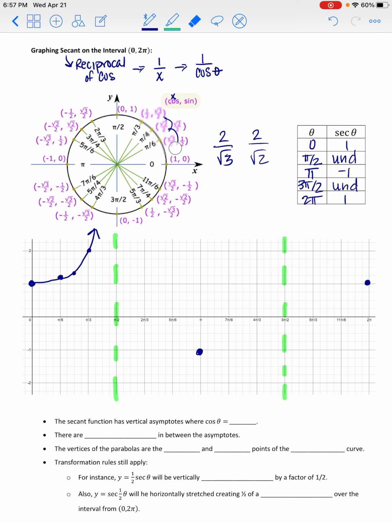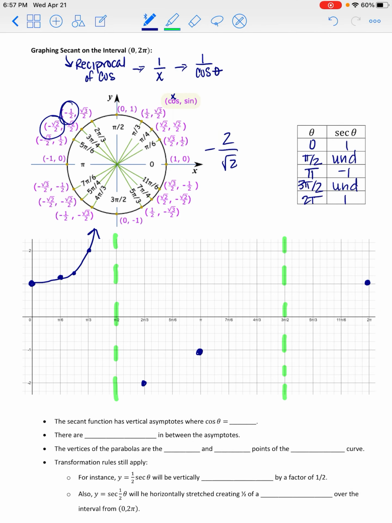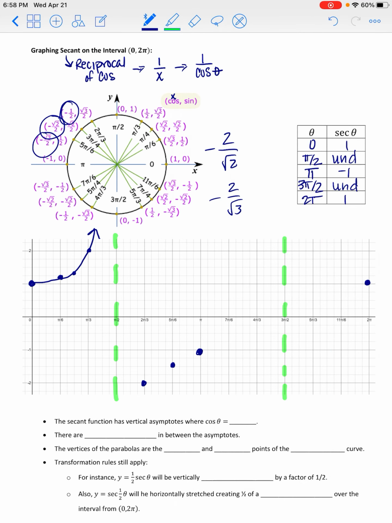And let's jump over the asymptote there, and let's look at getting the same values again, basically, right? So over here, this time the reciprocal is a negative 2. So at 2 pi over 3, we're at negative 2. And then at this one, 2 over radical 2 is going to be negative 1.4. So negative 1.4 is around here. And then the reciprocal of 2 over radical 3, that was about 1.1, and again, that's going to be negative. So where am I at?